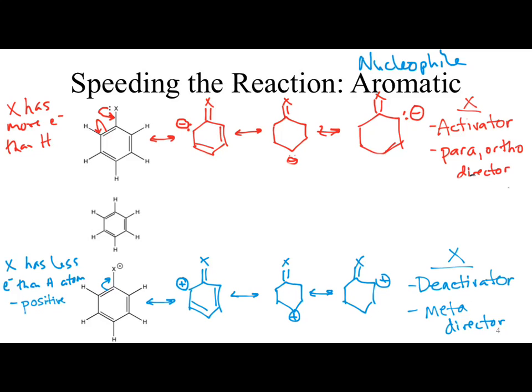Okay, so let's real quickly take a look at that example, and then we're almost done, I promise. Let's draw chlorine. What is atom X? Chlorine. Does chlorine have more electrons or less electrons than hydrogen? More, which would mean we would expect chlorine to act as an activator and donate electrons into the ring. Yes? Why are you shaking your head?